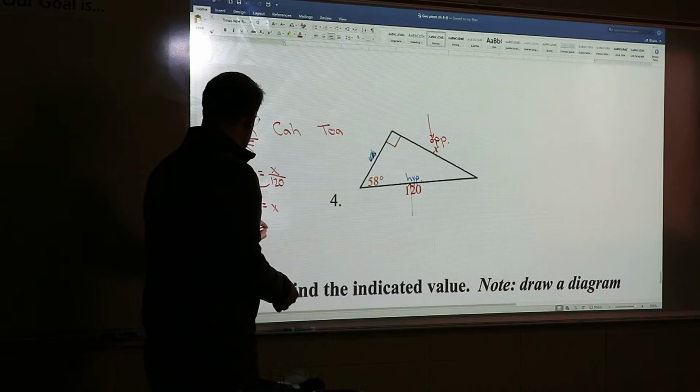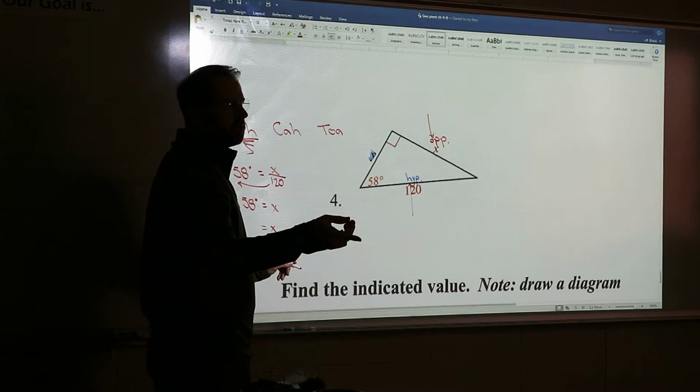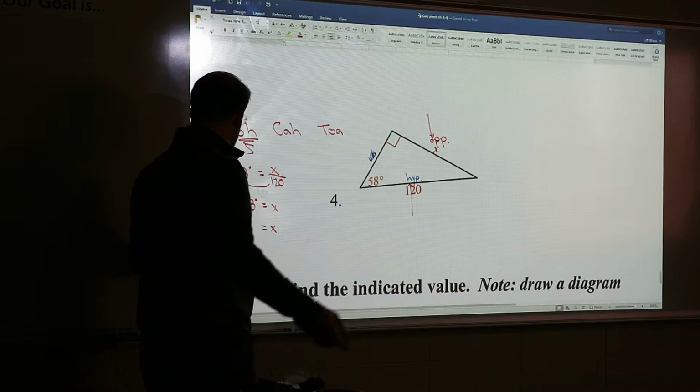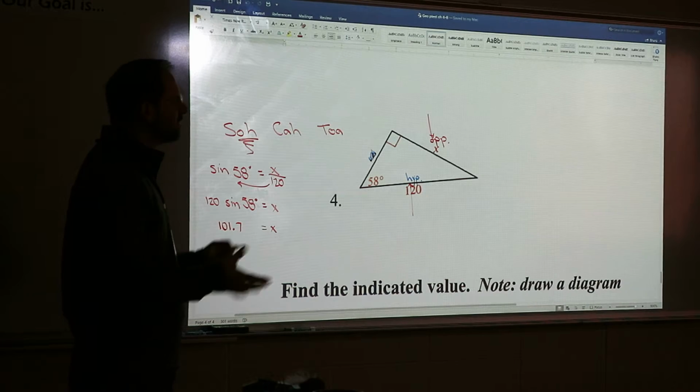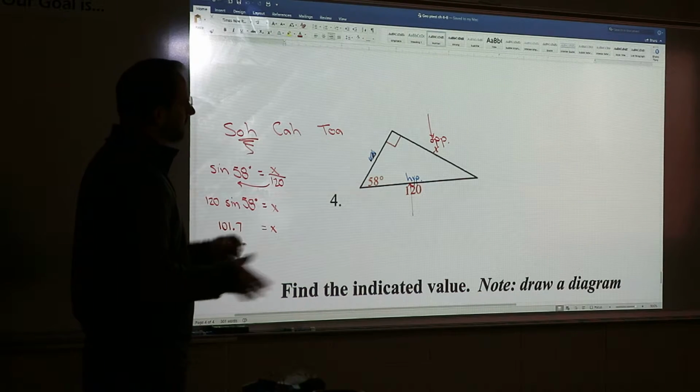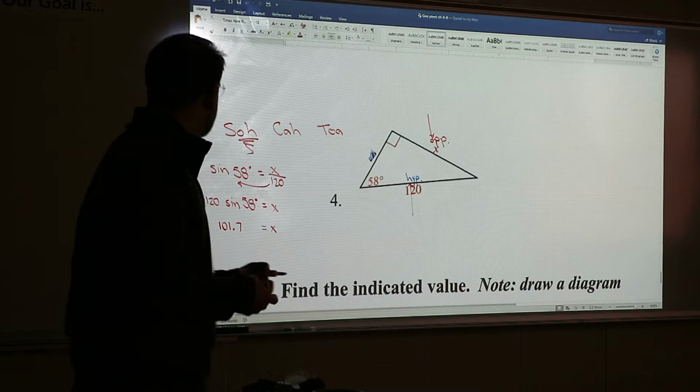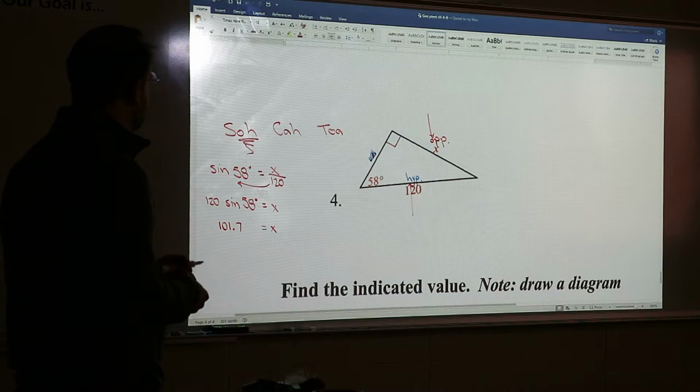I got 1.7. Do we get a 3-digit number? So say it again. 101.7, so kind of what everyone's getting. Just barely a 3-digit. I was expecting a 2-digit, but I guess the angle is kind of big, it is 58. I was expecting maybe 80s, but yeah, that's the other wall.